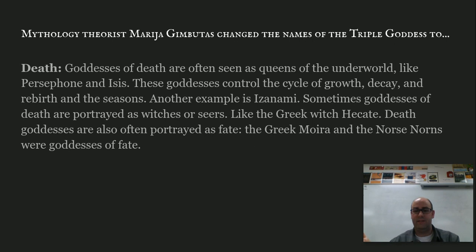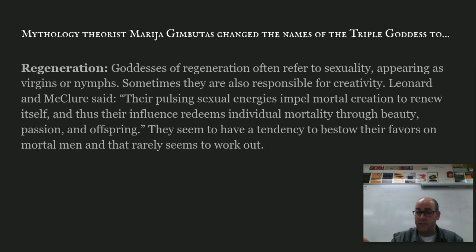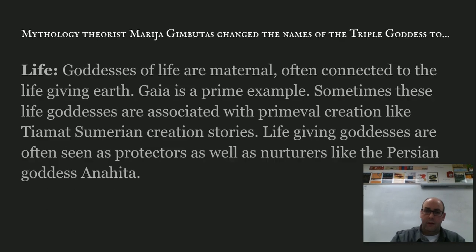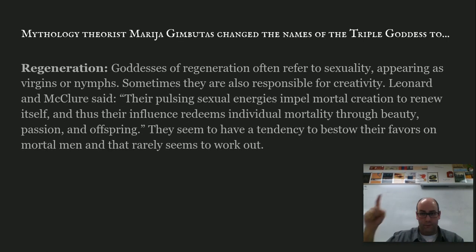So we have our goddesses of death. We have a female goddess that is nearing death or is in control of death, in control of that death cycle. And then the last one we have is a goddess of regeneration, a goddess of rebirth. They often refer to sexuality. They appear as virgins or nymphs in myths. And so we can see that connects back to our virginal one. But I think it could also refer to the mother, right? Because we have that cycle of life, death, regeneration, and rebirth.